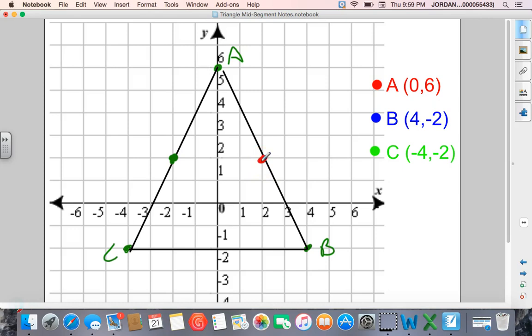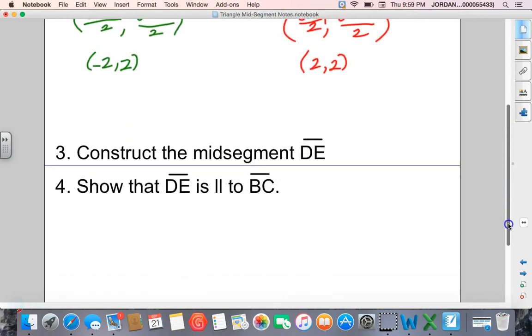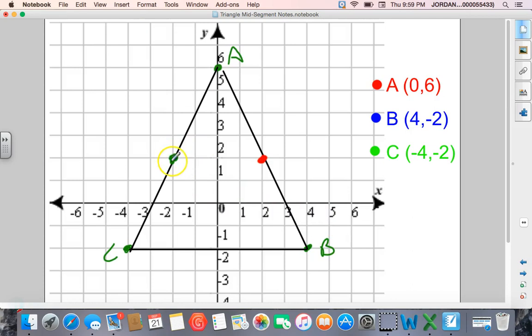Right in there. Alright, now the next step is to construct the mid-segment. Well, that's simple. We just got to draw a line that connects the two midpoints. So right there would be our mid-segment. So I can make it a little bit bigger for us. Okay, so that's our mid-segment because it connects the midpoints of the two sides.